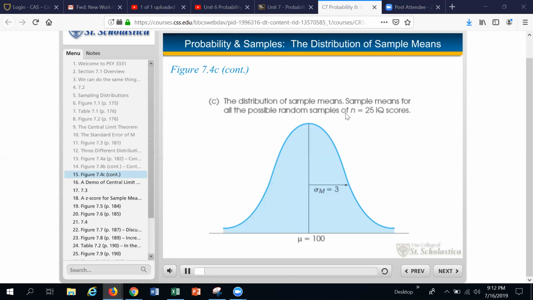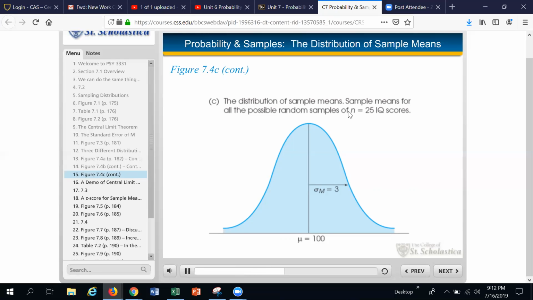Figure 7.4c is a theoretical distribution of sample means that the central limit theorem says we would get if we could pull every possible combination of samples from the population. That is, we get a normal curve with a mean of 100, just like the original population, and the standard error of the mean would be 3, at least for this particular sample size of 25.